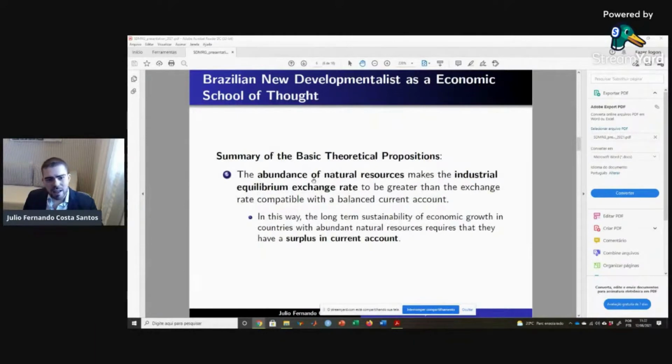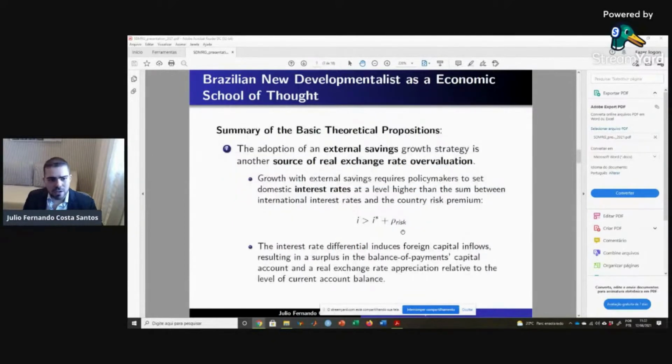Point six is that the abundance of natural resources makes the industrial equilibrium exchange rate greater than the exchange rate compatible with a balanced current account. In this way, the long-term sustainability of economic growth in countries with abundant natural resources requires that they have a surplus in the current account.